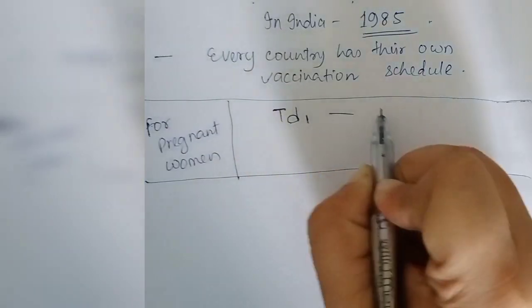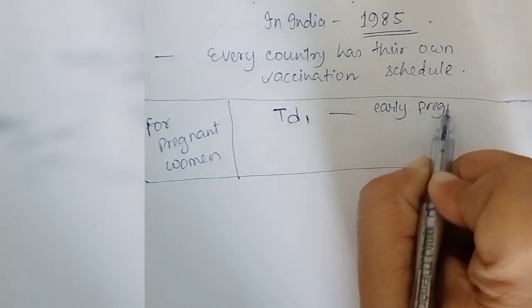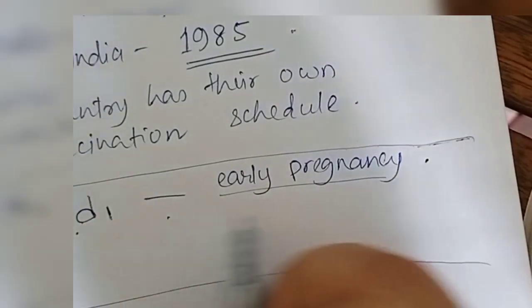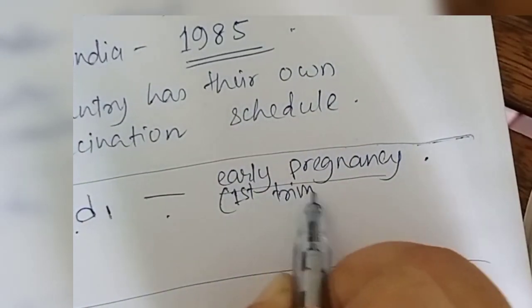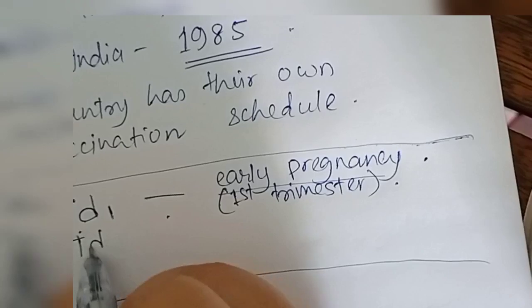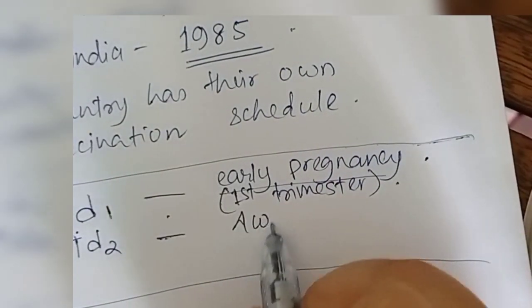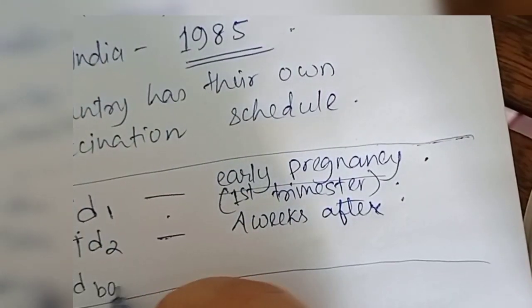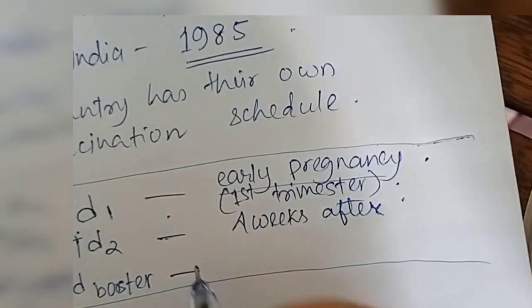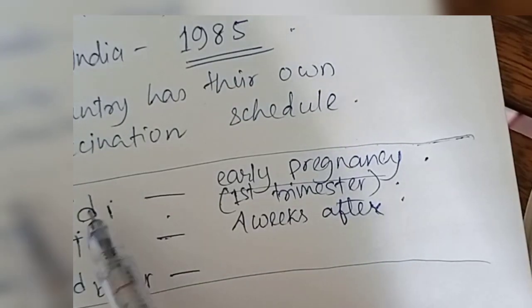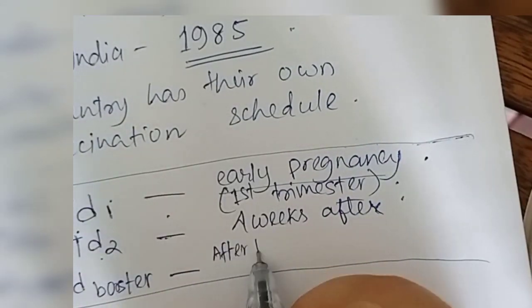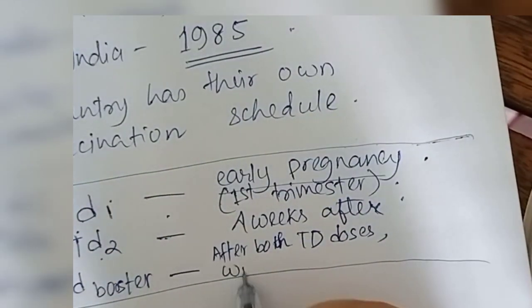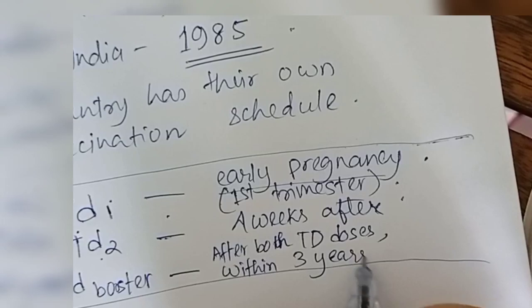TD1 we give at early pregnancy. Early pregnancy means the first trimester. Now comes TD2. TD2 we give 4 weeks after TD1. Now coming on to the TD booster. The TD booster is taken when both TD1 and TD2 doses have been taken. After both TD doses, within 3 years, the TD booster is taken.